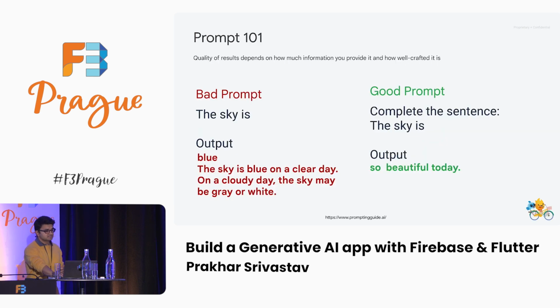But one challenge is that all it does is take as input that one line we give it, so that line is very important, right? Here's an example of a bad prompt: the sky is. In some cases, the model will say blue, but it'll also keep rambling on to something else. It'll say the sky is blue on a clear day, on a cloudy day, blah, blah, blah, right? I'm not sure this is what you wanted when you asked it the sky is. A better prompt is, complete the sentence, colon, the sky is, and then it completes it to so beautiful today, right? So the idea here is that the prompt you give is very, very important, because that's one of the most important inputs to the model that is in your hands.